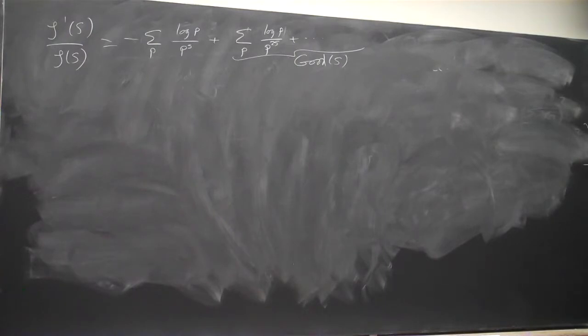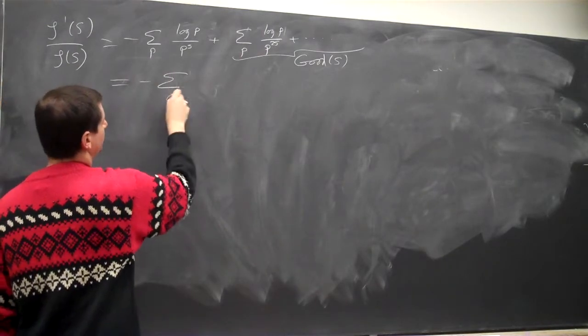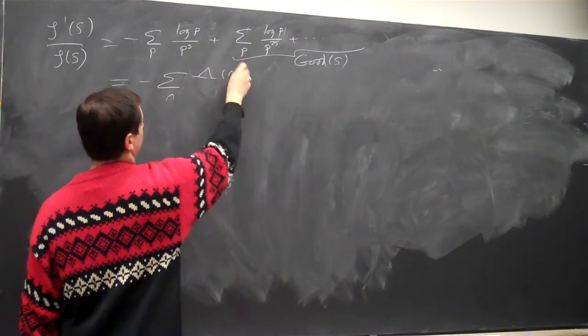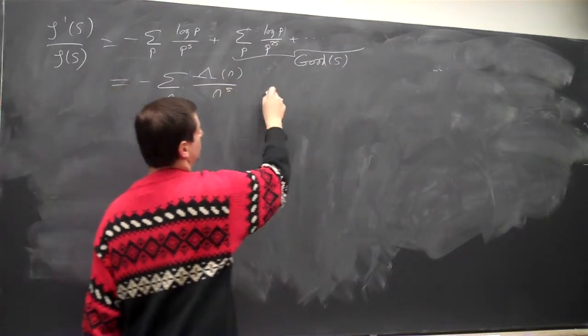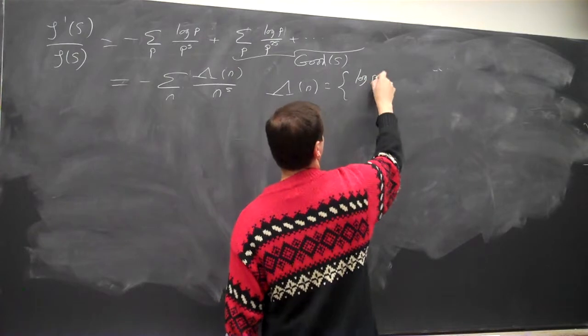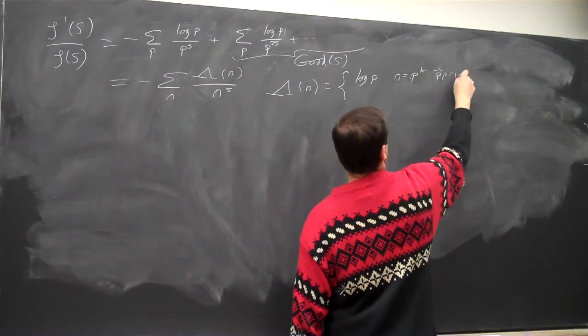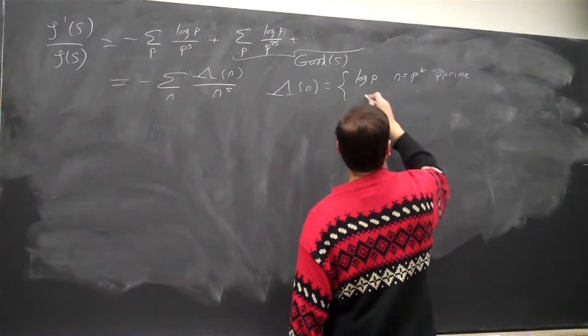That's one approach. The other approach is to look at a related function and say that this is negative the sum over n of lambda of n over n to the s, where lambda of n is the log of p if n equals p to the k, p is prime, and 0 otherwise.